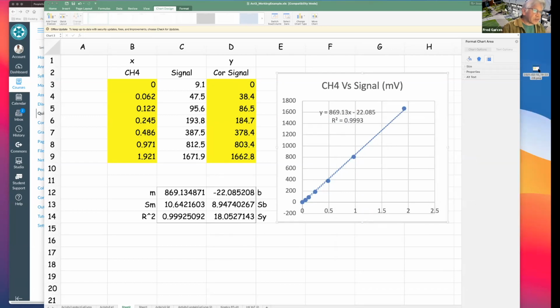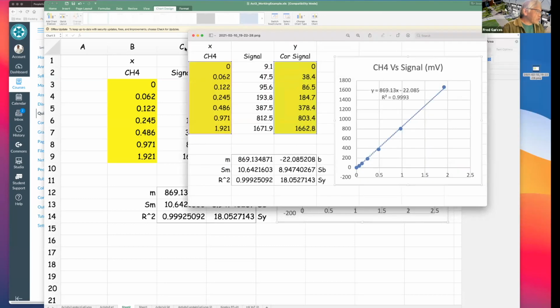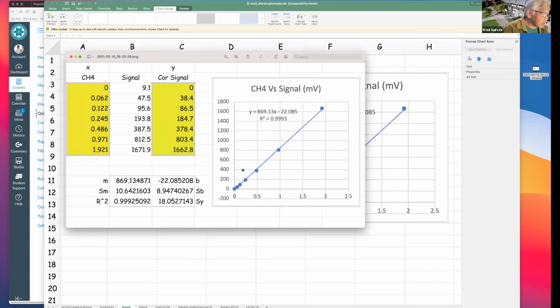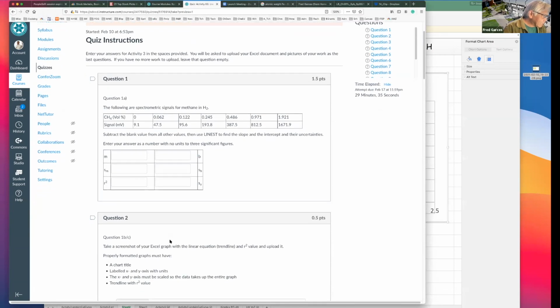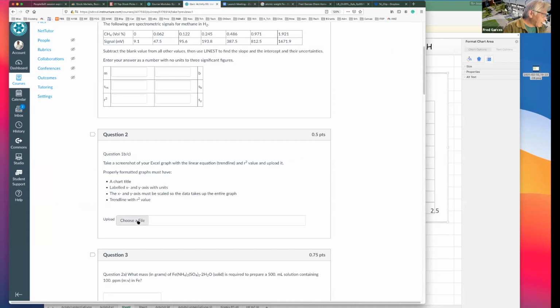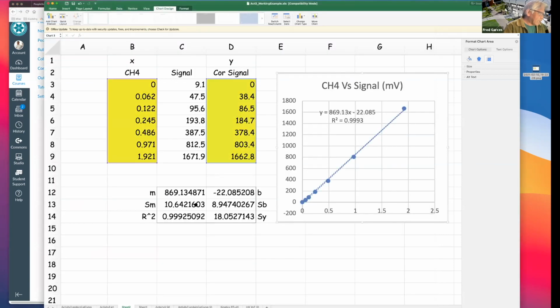So this is a screenshot, and you guys are going to do a bunch of screenshots because that's the way you show your work. So I can just take that screenshot, and then in my activity, that's basically what I'm going to do right here. Choose a file, and that's what I'm going to upload. So this M, S sub B, S sub M, S sub B, R squared, and S sub Y, that's just these values right here.